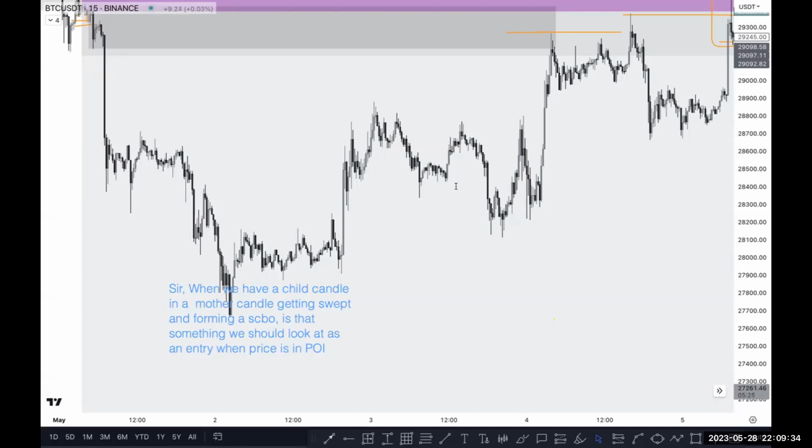Sir, what is a child candle? In a mother candle, getting a sweep in the form of SUV. To identify any PD array, the market must create a valid pullback, proper imbalance. Then we can use them. An inside bar, we can't use as an order block or PD array.